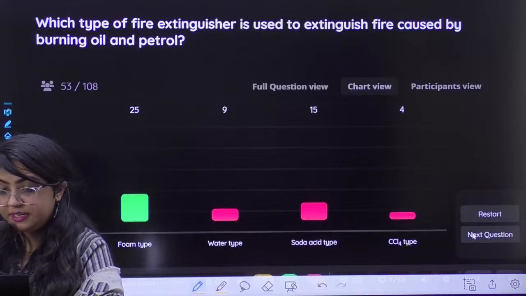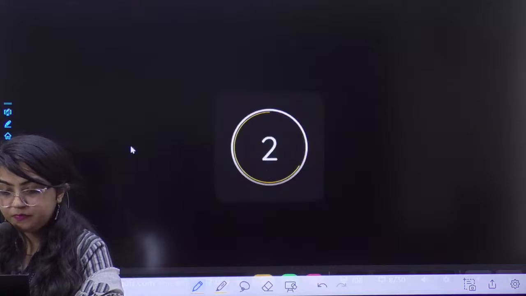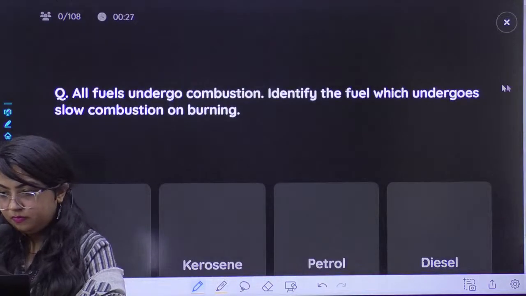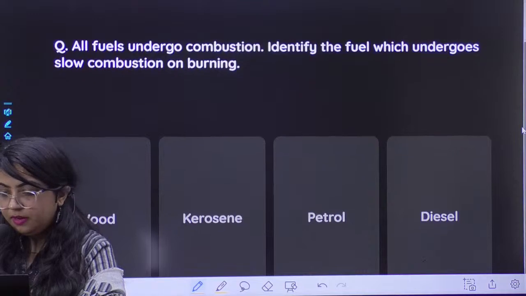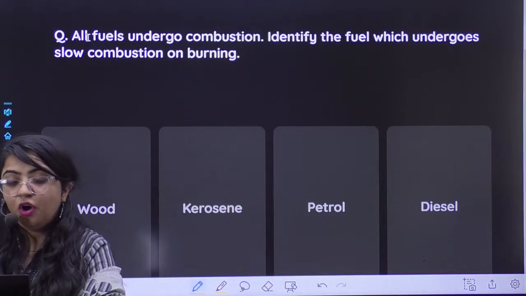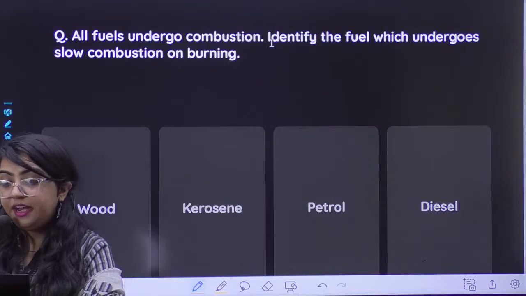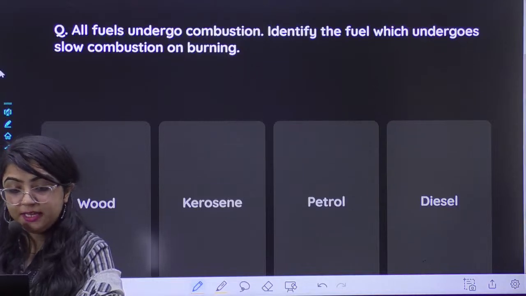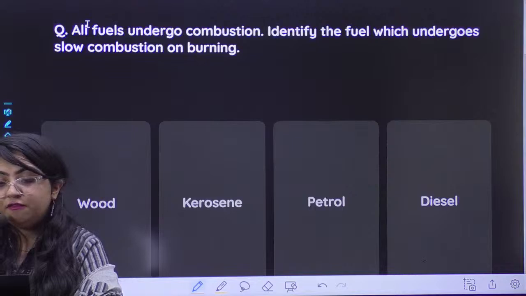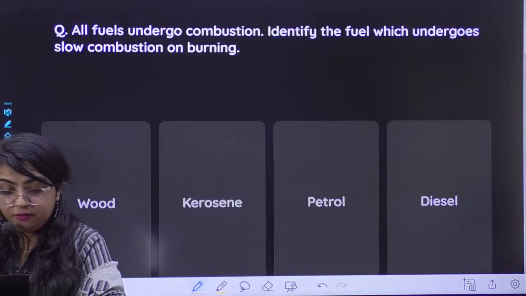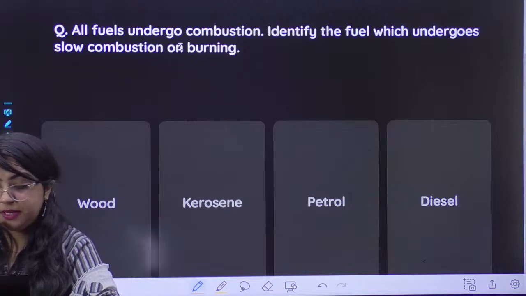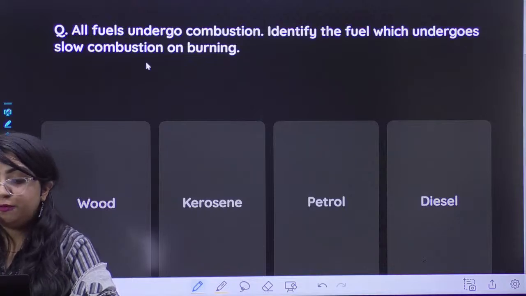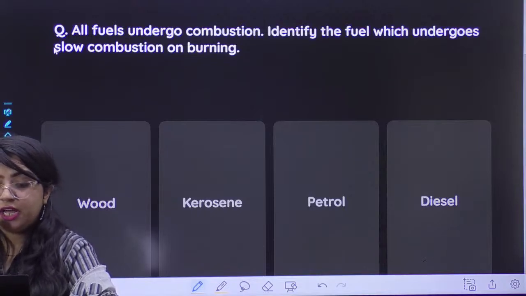Okay, so the next question on your screens is, all fuels undergo combustion. Identify the fuel which undergoes slow combustion on burning. Option A is wood, option B is kerosene, option C is petrol, and option D is diesel. So find the fuel which will undergo this slow type of combustion.